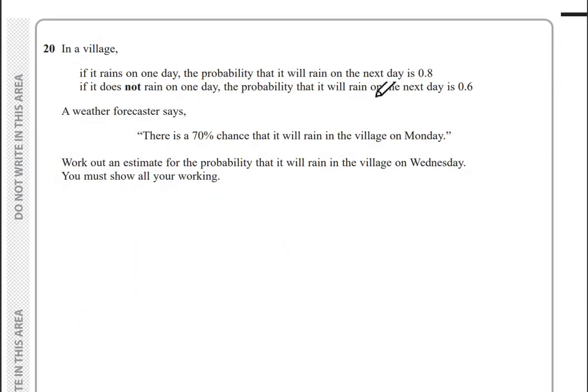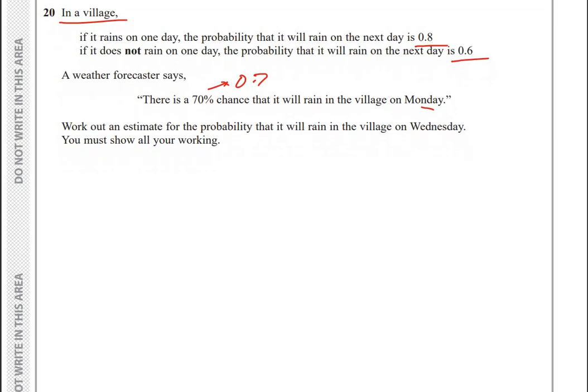In a village, if it rains on one day, the probability that it will rain on the next day is 0.8. If it does not rain on one day, the probability that it will rain on the next day is 0.6. The weather forecaster says there is a 70% chance that it will rain in the village on Monday. So obviously that 70% as a decimal would be 0.7.